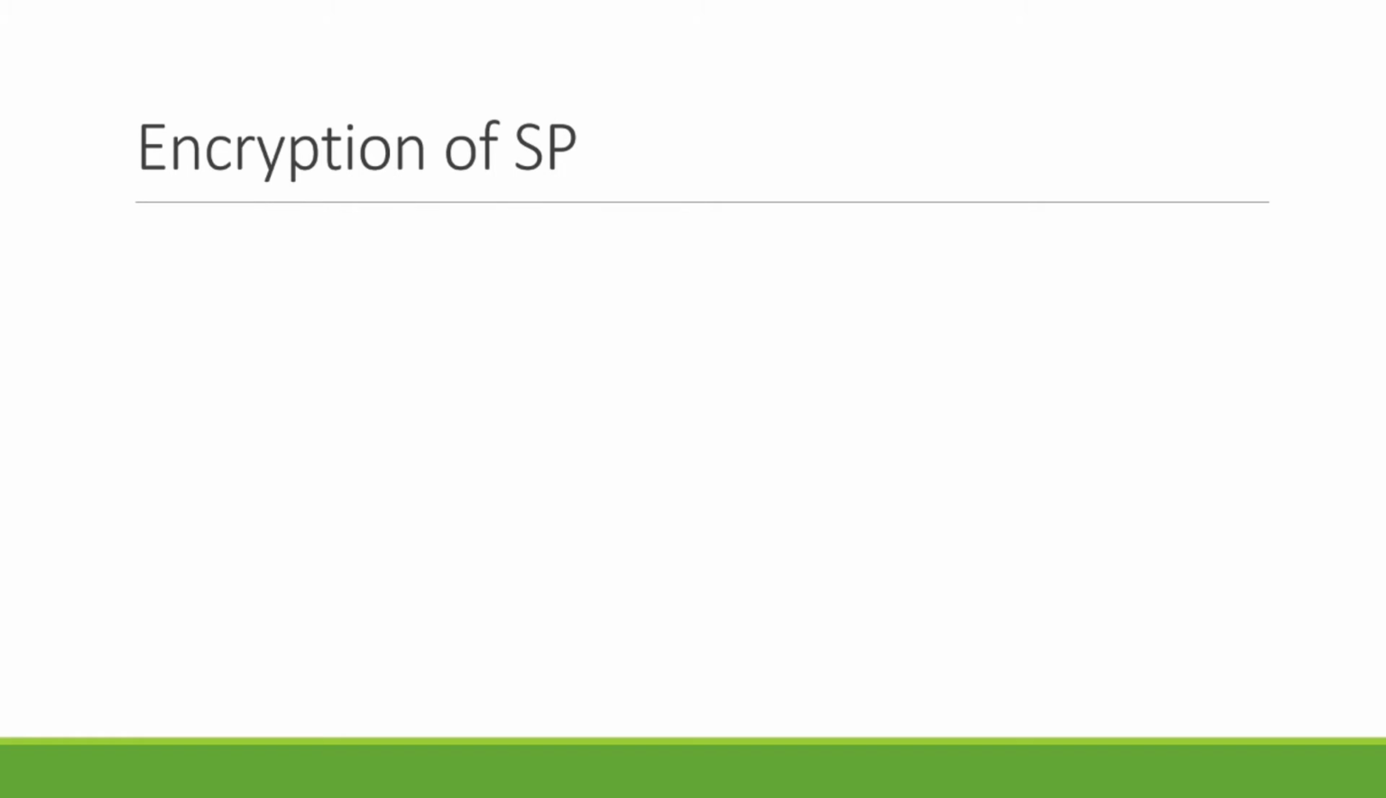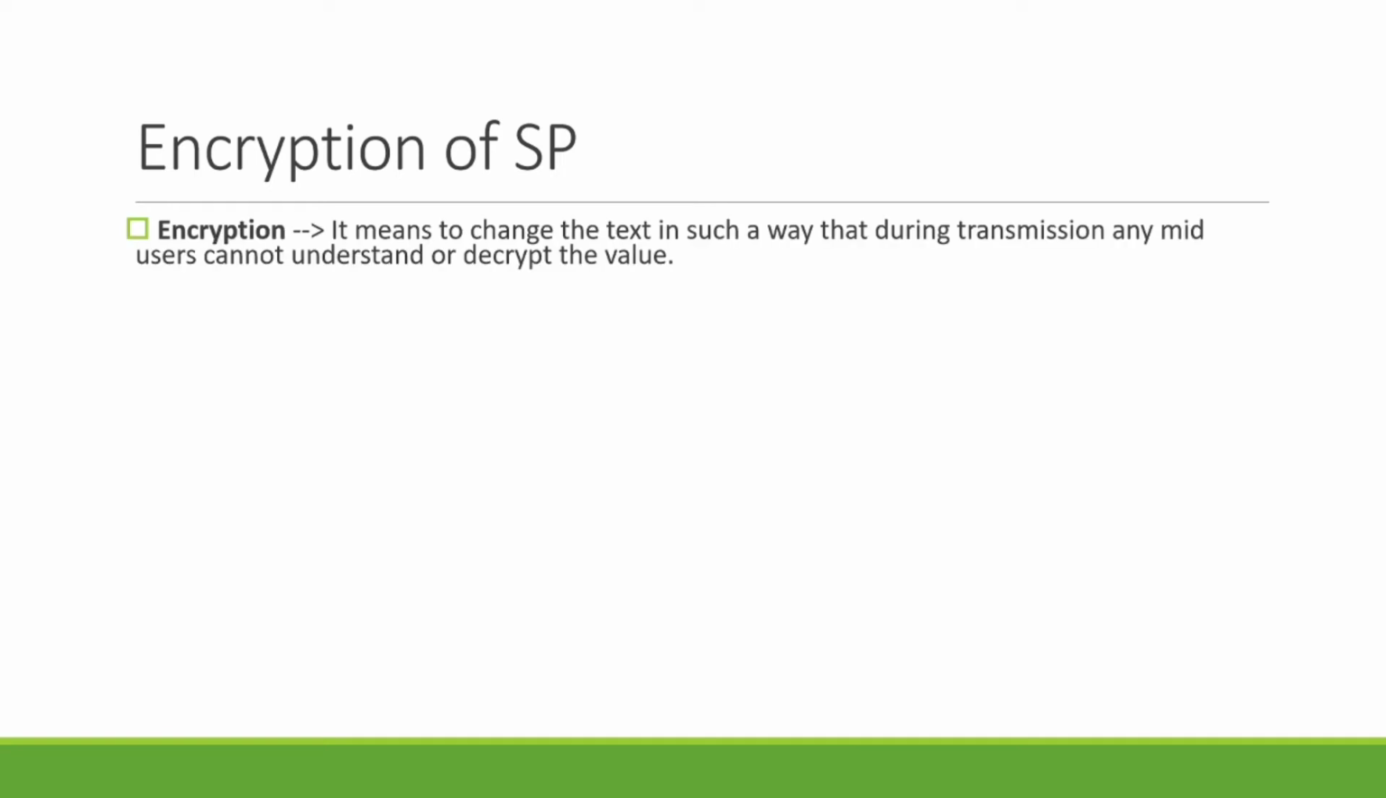The next is encryption of a stored procedure. First, let's talk about what exactly encryption is. In the real English sense, encryption means to change the text in such a way that during transmission, middle users cannot understand or decrypt the value. Now, let me explain with reference to the stored procedure. You have created a particular stored procedure and it has a certain body.